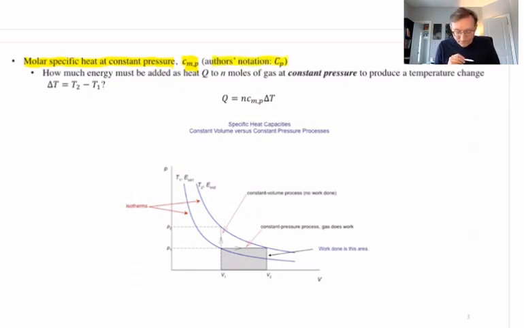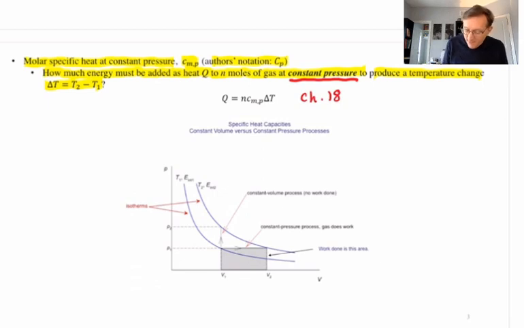I don't like it. All right, here's the question. How much energy must be added as heat Q to n moles of a gas while its pressure is constant to produce a temperature change delta T, T2 minus T1, T final minus T initial? The answer comes from the heat absorption formula from chapter 18 that relates Q and delta T, but now we write it like that: Q equals little n times the molar specific heat at constant pressure times delta T. Our goal here will be to work out a formula for c_m,p.